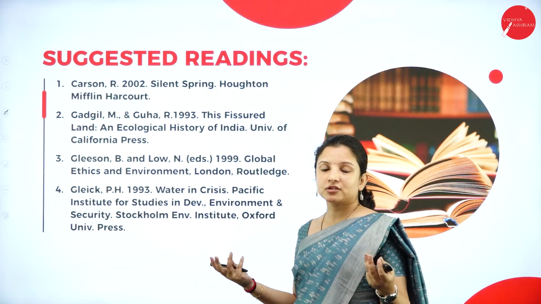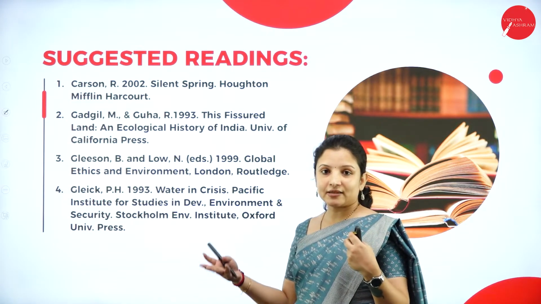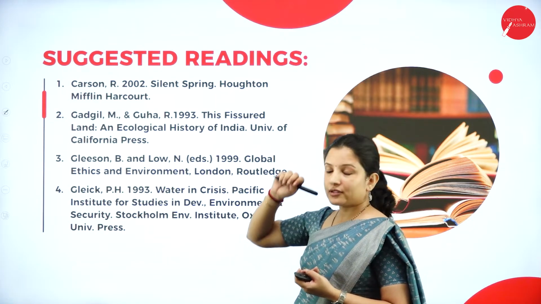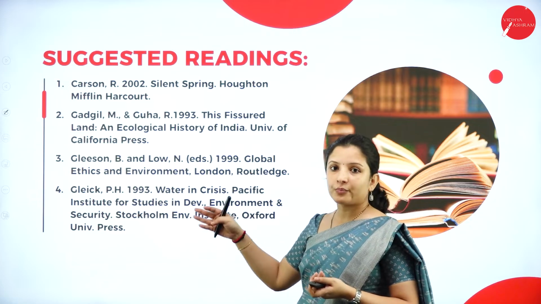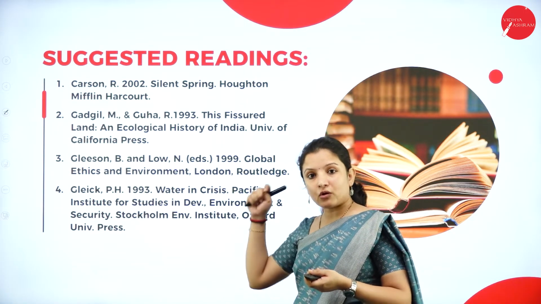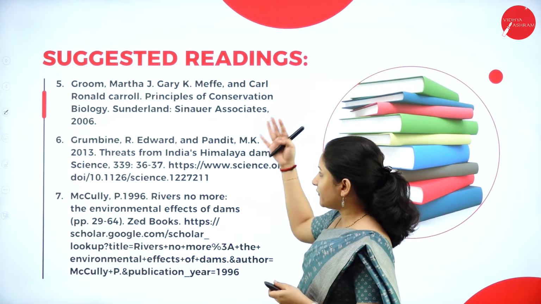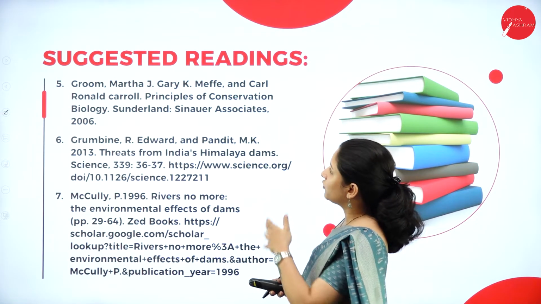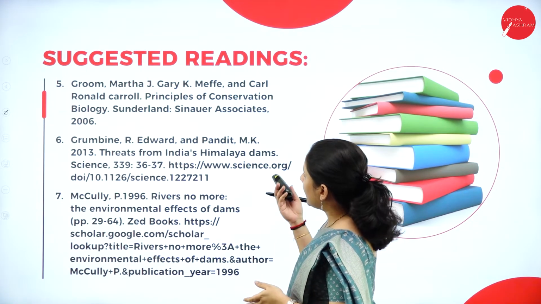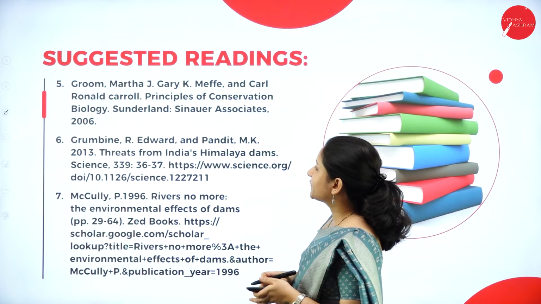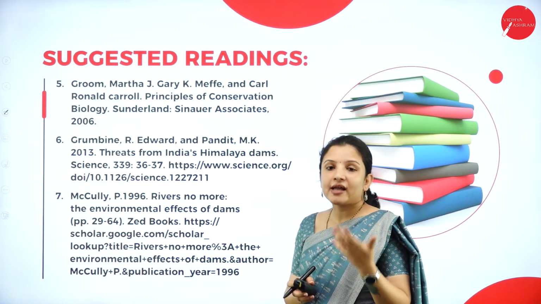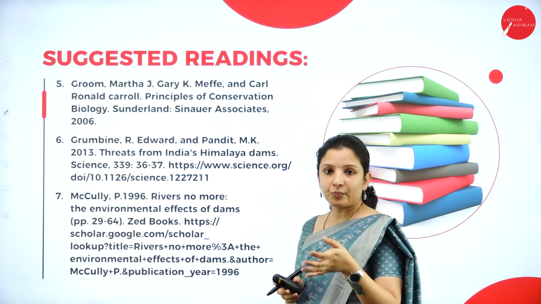For example, if you need to search for religious ethics towards the environment and you read Silent Spring, you won't get it. So depending on what the topic is, you have to choose the book from this suggested readings. Also apart from the books that I have put here, you have Principles of Conservation Biology, and Threats from India's Himalaya Dams, like how dams have led to the rehabilitation of people. That was one topic.